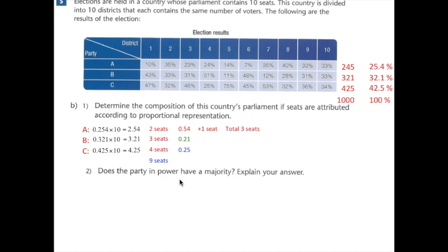Does the party in power have a majority in this case? The party in power has 4 out of the 10 seats, which is 40%. No, they do not have a majority. If we look at the number of votes that they have, like individuals, they only have 42.5%. If we're looking at the number of votes that C got, they don't have a majority. If we're looking at the number of seats that C has, they don't have a majority. No, they only have 4 out of 10 seats, or 40%.